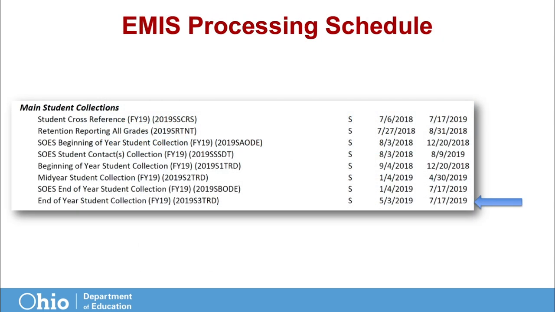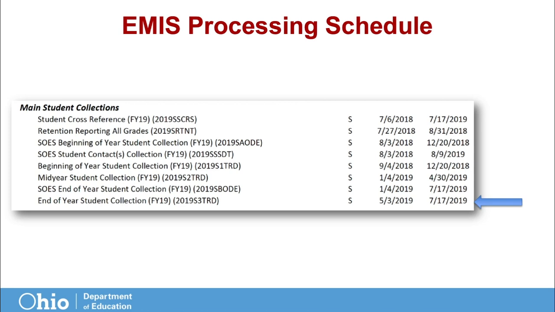Every school reports their data to the department through our Education Management Information System, or EMIS. The department sets opening and closing dates when each type of data is to be uploaded into the EMIS portal. The list on this slide shows when we will collect different types of student data.